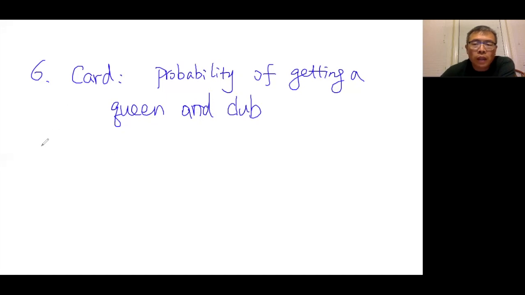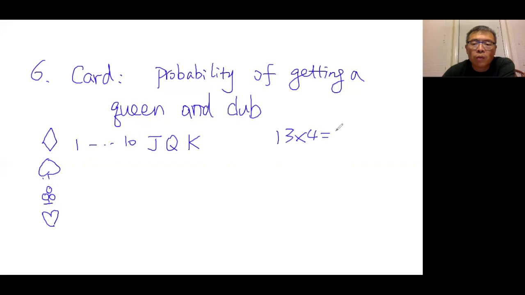Now, we take 52 cards with 4 different suits. We have club, diamond, spade, and red heart. Each goes from 1 to 10, and then with a jack, queen, and king. So each one of these has 13 cards. Totally, we have 13 times 4, which is 52.